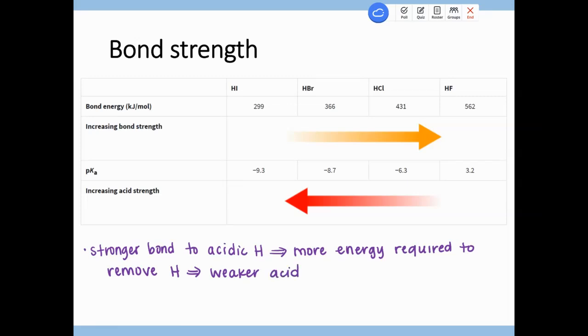So that will be a weaker acid. More energy is required to remove it. It's more difficult for a base to remove that hydrogen. So that means it's a weaker acid. It's not as likely to give away the hydrogen. And then the opposite would be true: weaker bond, less energy required, that would be a stronger acid.